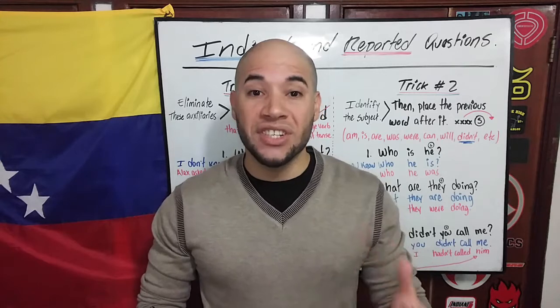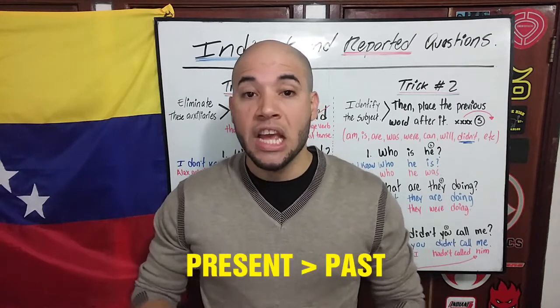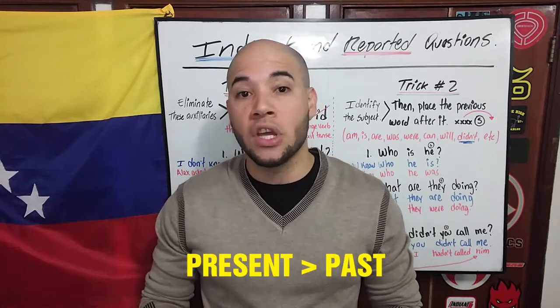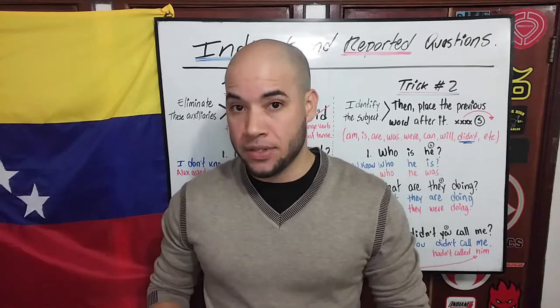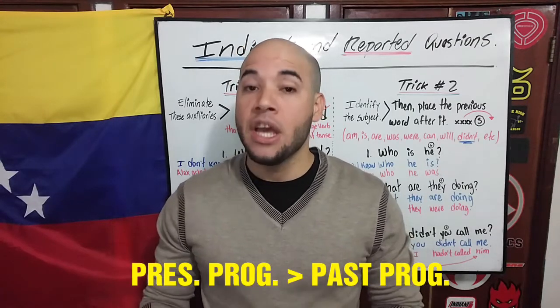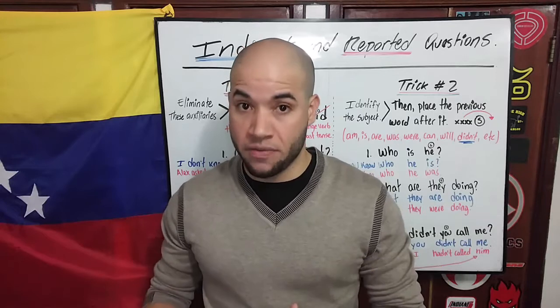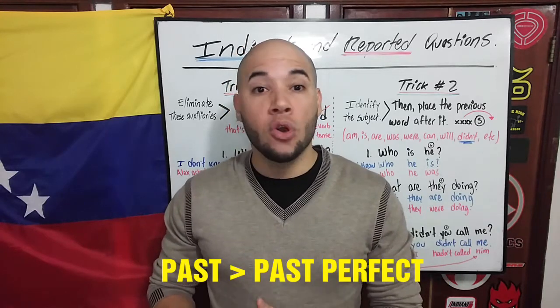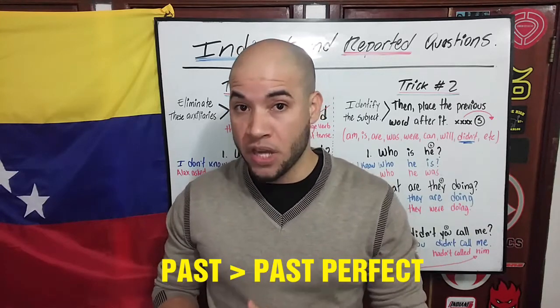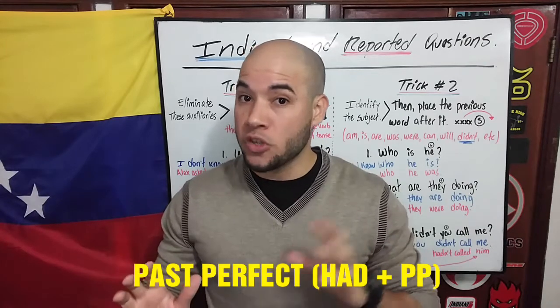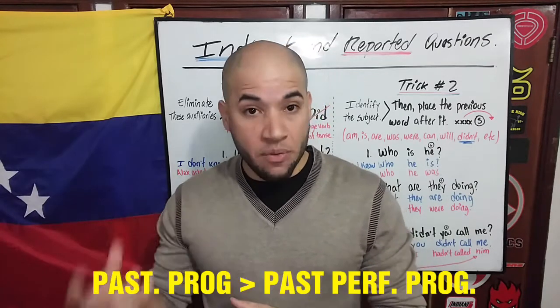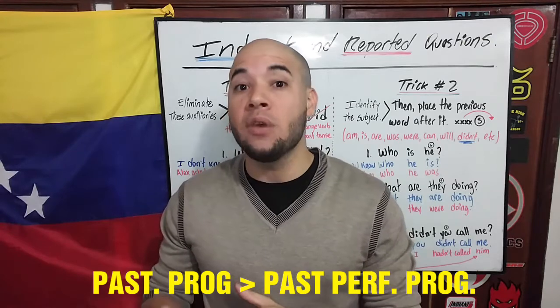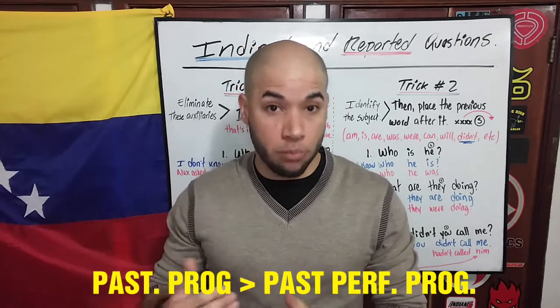And this is the way we change tenses when we report questions. If the direct question is in present tense, you're going to change it to past tense. If it is in present progressive, it will change to past progressive. If it is in simple past, you're going to change it to past perfect. That will be had plus past participle. If you find it in past progressive, then it will change to past perfect progressive.